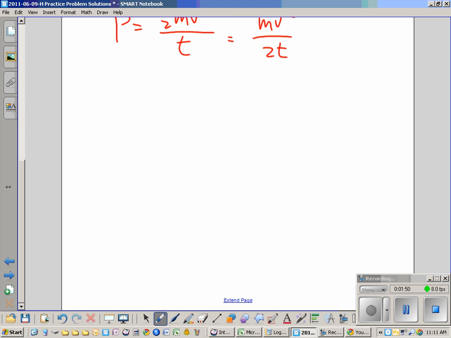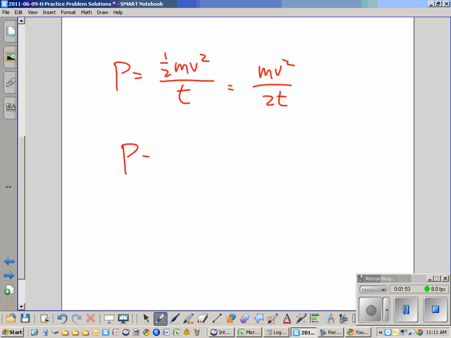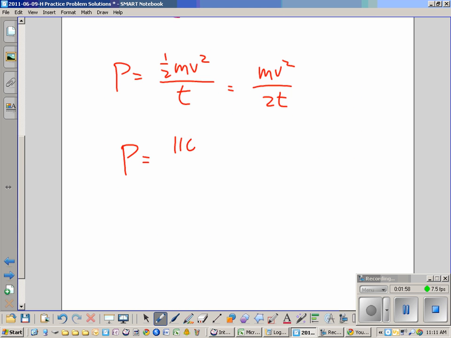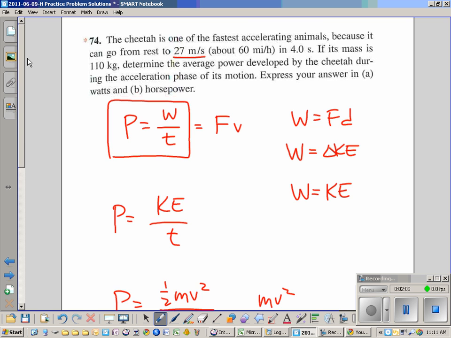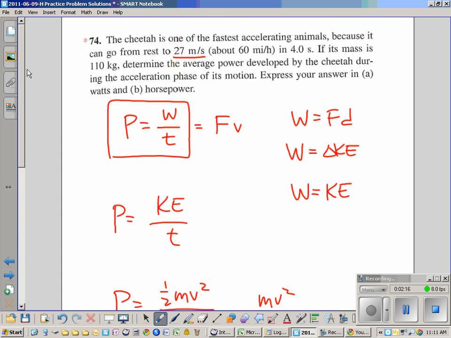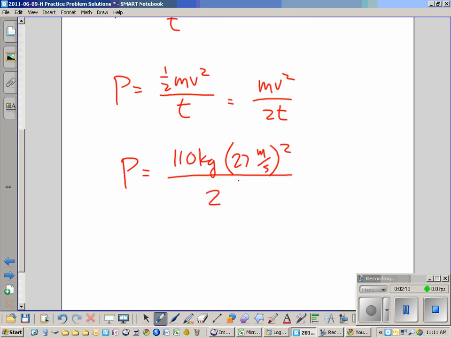This is just a simple matter of plugging stuff in. Power is going to be equal to the mass of the cheetah, which is 110 kilograms, times its velocity, 27 meters per second, squared, divided by 2 times 4.0 seconds. So we got dimensionally kilogram meter squared per second cubed.